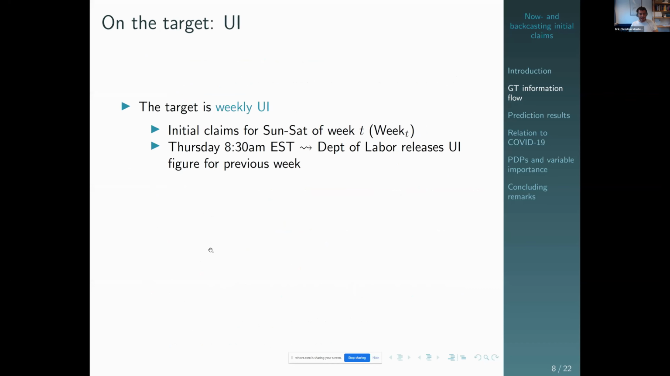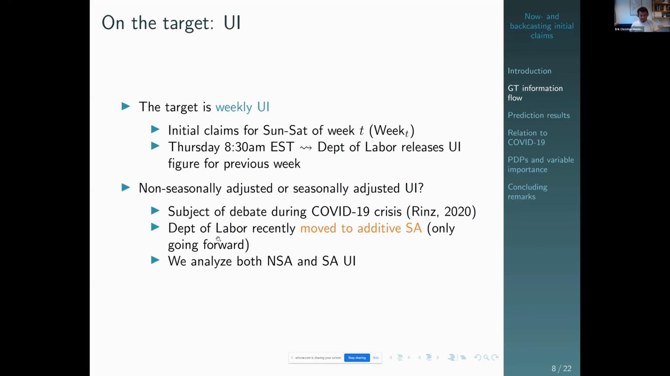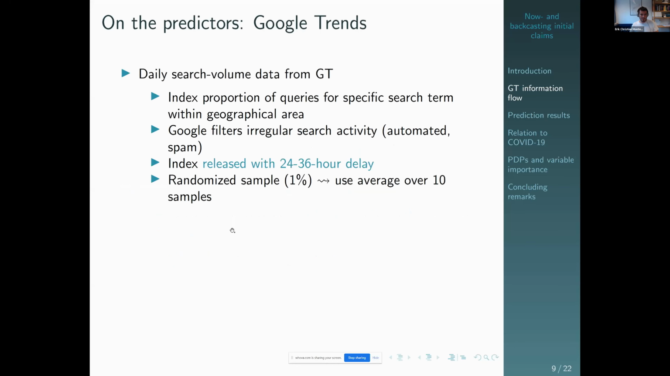So the target is UI. I'm not going to spend much time on this. There's some debate about the seasonality adjustment during that. That's why we use both. The predictor is, as I said, Google Trends.